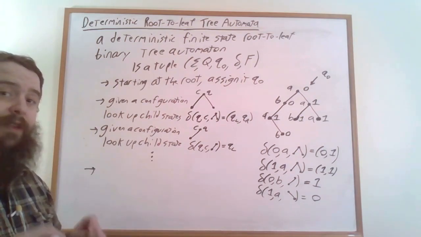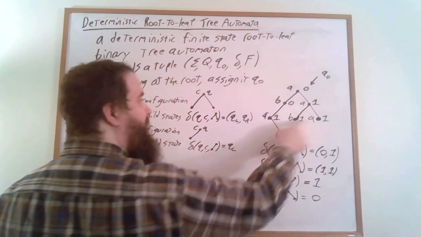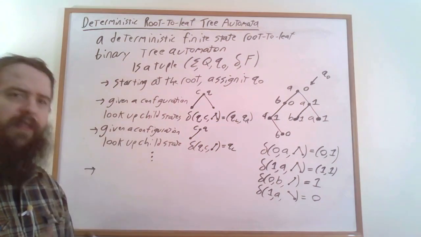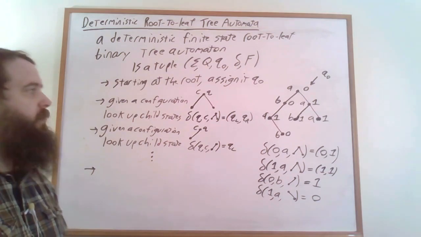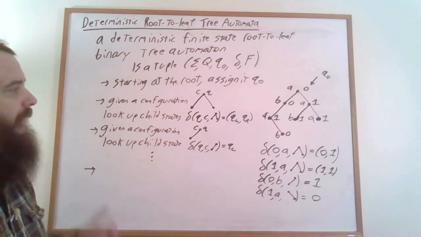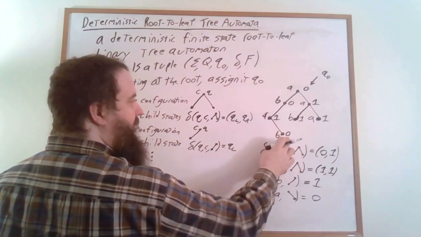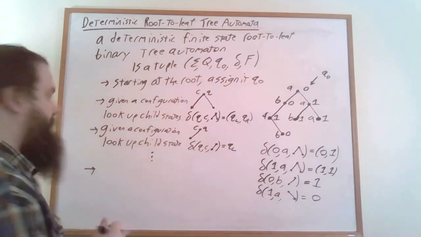Notice that we haven't used the information yet of what symbols are at these various leaves. And we'd like to incorporate that information. We'd like our automata to be able to see those pieces of information. So what we're going to do is we're going to ask, is the pair, the state and the symbol, in the set of accept states?